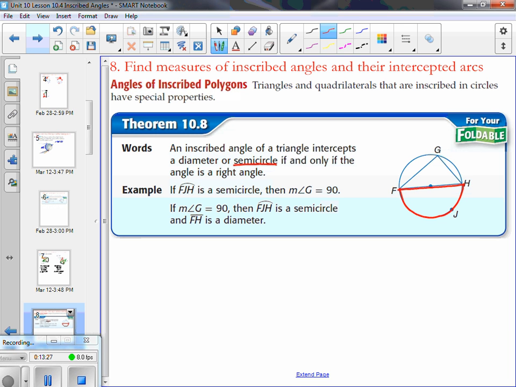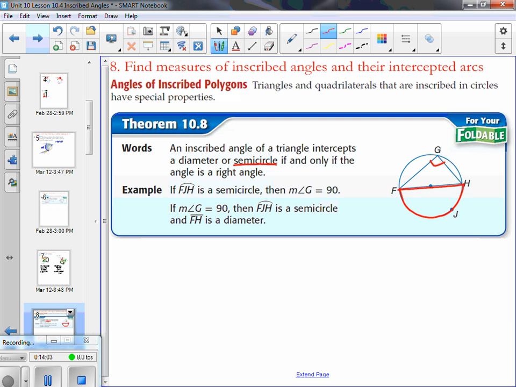Now, we could actually live without this theorem because what's the measure in degrees of that semicircle? 180. So wouldn't the inscribed angle be half of 180? So that's 90, okay? But a few days ago, and I don't remember the context exactly, we had a triangle where one side was a diameter, and I said, we know that's a right angle, and one of these days I'll tell you why. That's why, okay? If one of the sides of the inscribed triangle is a diameter, then the angle opposite that must be 90, which means we have a right triangle, okay?